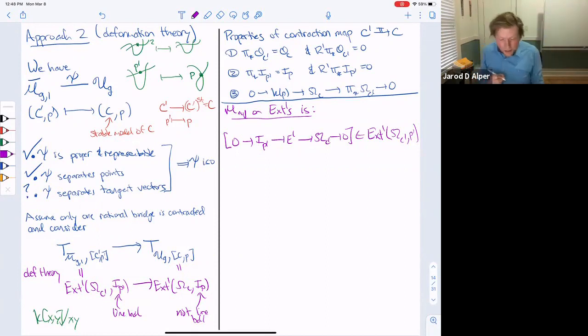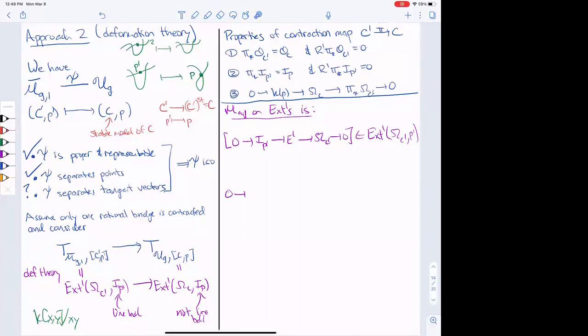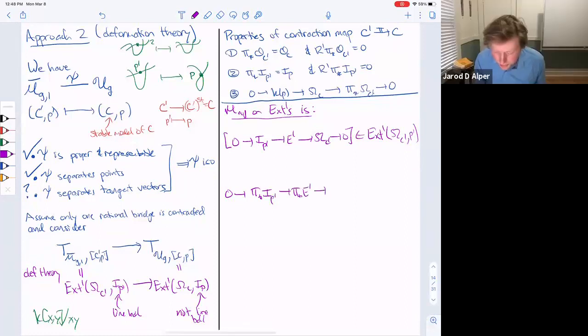All right. And so what is this map on X? What does it do? So I can push forward this exact sequence under pi. Pi is the map from C prime to C. So I push everything forward under pi. And because of these properties, it remains exact.